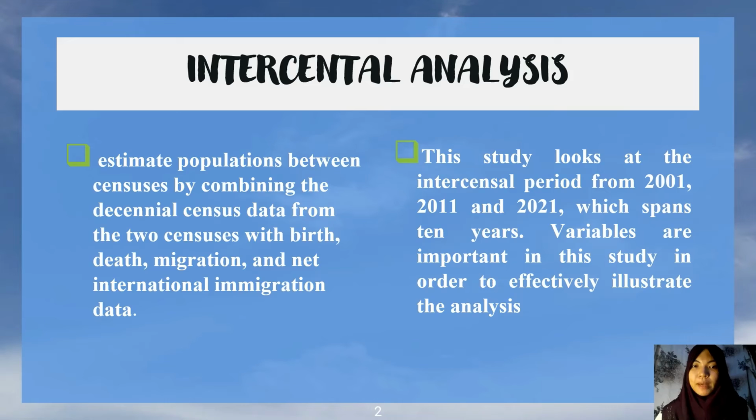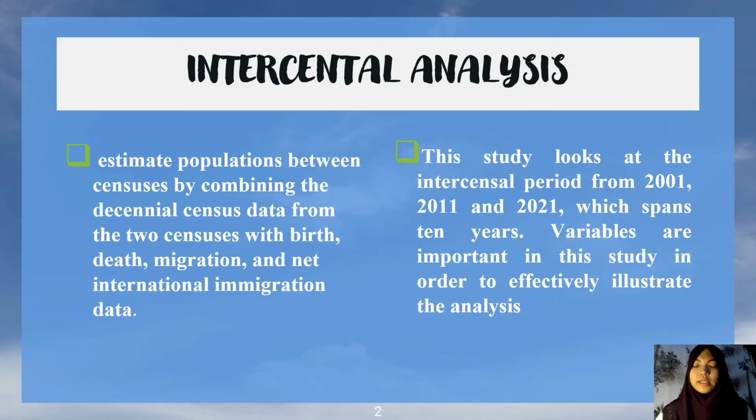It's estimating the population between censuses by combining the decennial census data from the two censuses with the birth, death, migration, and net international immigration data. Also, this study looks at the intercensal period of 2001, 2011, and 2021, which spans 10 years each. Variables are very important in this study in order to effectively illustrate the analysis.